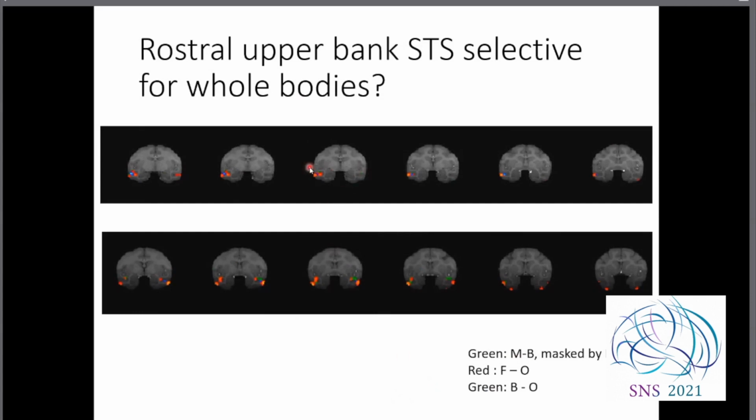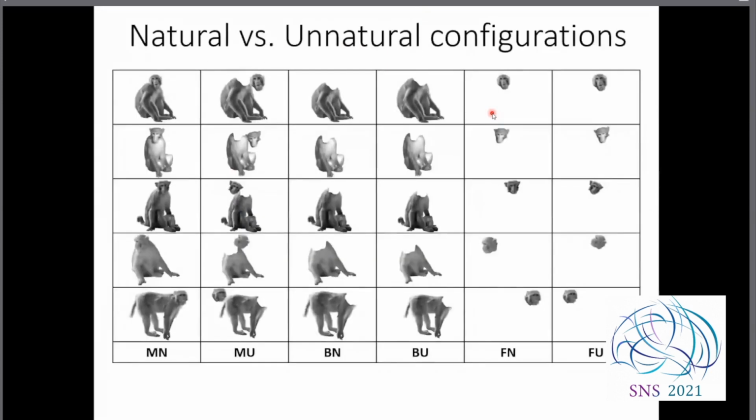And you see here, indeed, here in the upper bank STS, these are data from 2 different monkeys, you see a patch, a small patch that is activated strongly for images of monkeys and seems to be less activated, at least not significantly activated, for bodies, isolated bodies without a head, and for faces. So it could be that there is a region there selective for whole bodies, but we have to do more analysis to substantiate this. This is really ongoing work.